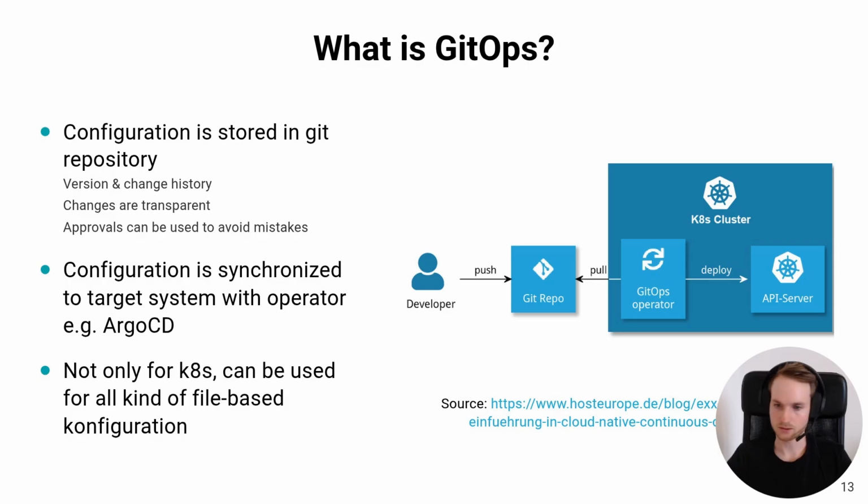This process can not only be used for Kubernetes, it can also be used for other configurations, like, for example, access requests to certain code repositories. Yeah, we can build the same flow around this. Changes are made in a Git repository and then synchronized to another system. And it's a very common approach for many companies these days.